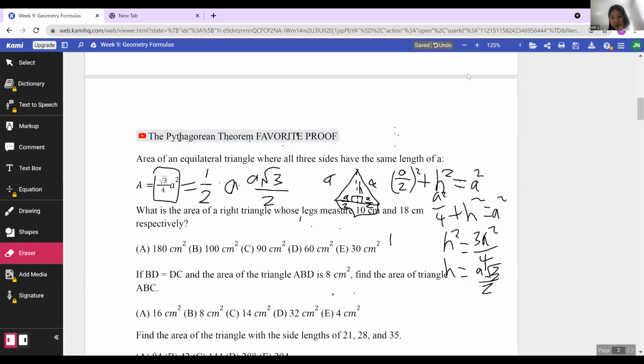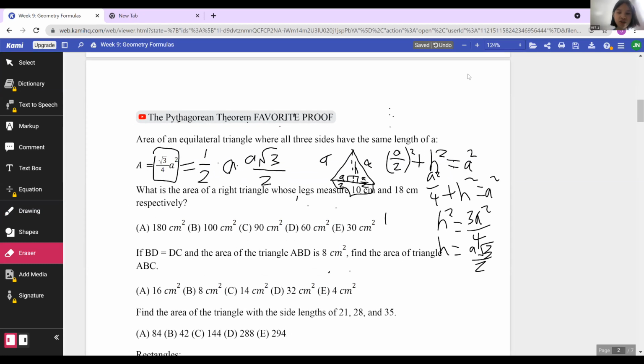Now, using what we've learned, what is the area of a right triangle with its legs measuring 10 and 18 centimeters? It is just 10 times 18 over 2. So it's 5 times 18, 90 centimeters squared. Yeah, exactly. Since it's a right triangle, it takes one of those legs as the base and then the other leg will be the height. So it's 10 times 18 over 2.